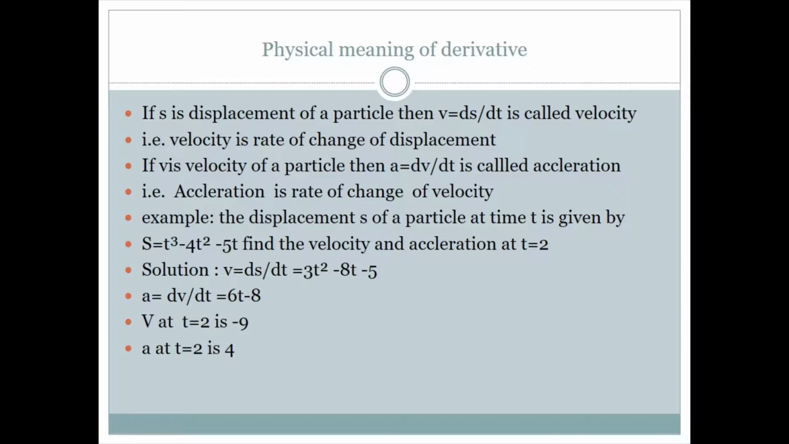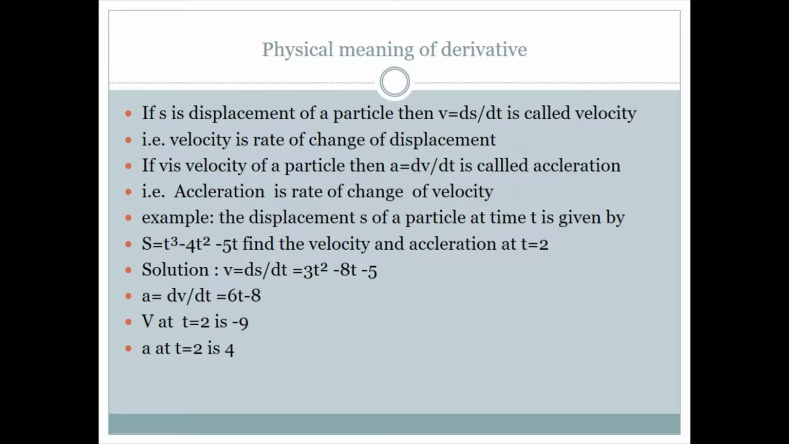Next topic, physical meaning of derivative. All of you know the concepts of displacement, velocity and acceleration. If s is the displacement of a particle, then v is equal to ds by dt is called velocity. Velocity is the rate of change of displacement. If v is the velocity of a particle, then a is equal to dv by dt is called the acceleration. Acceleration is the rate of change of velocity. So velocity means rate of change of displacement and acceleration means rate of change of velocity.